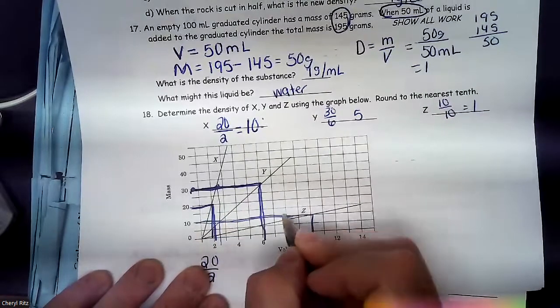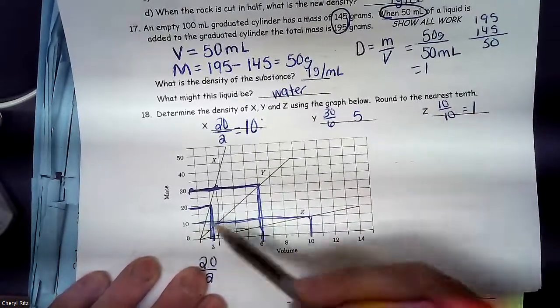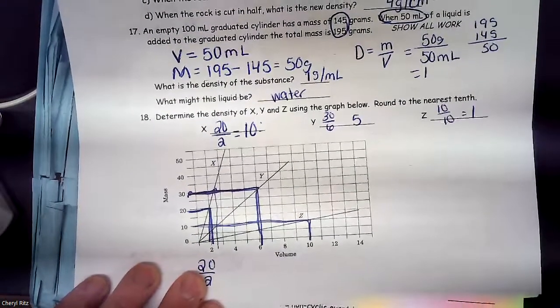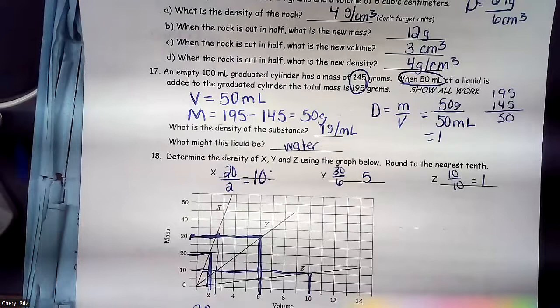And for Z, I went 10 divided by 10 gives me 1. Again, you could have picked anywhere on there and still gotten the same answers. It just wouldn't have been as easy of math. All right, that was the review of chapter 1. Hopefully some of that sounds familiar and you're able to go on to chapter 2 tomorrow.